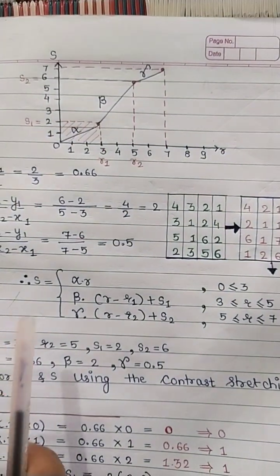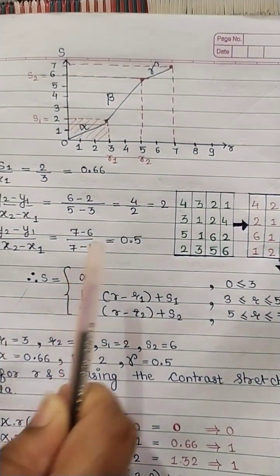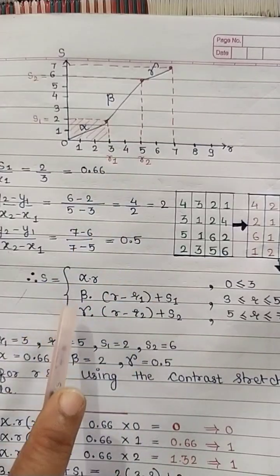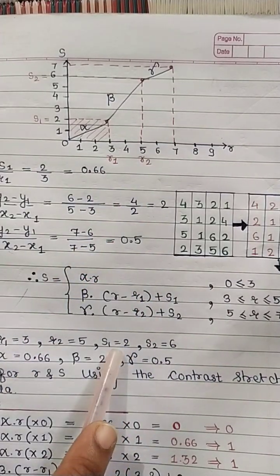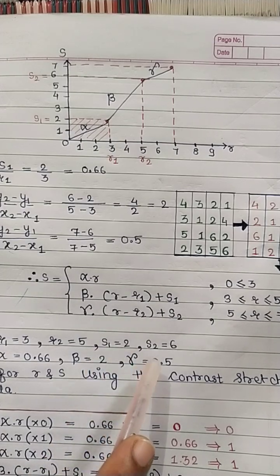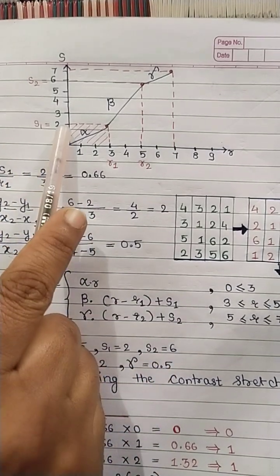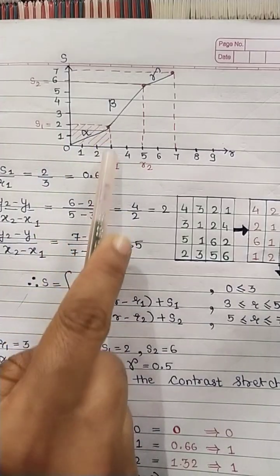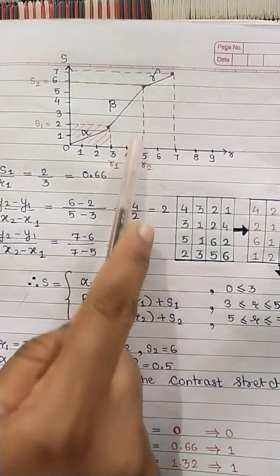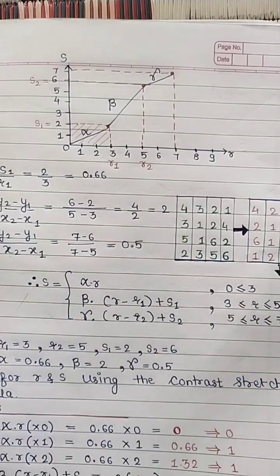Now what is the next step? What is the value of R1? R1 value is 3, and the value of R2 is 5. So I will denote it. Next is your output value, that is S1 is 2, S2 is 6. So we will plot the graph. Now I will join the input and output points, and the last output.